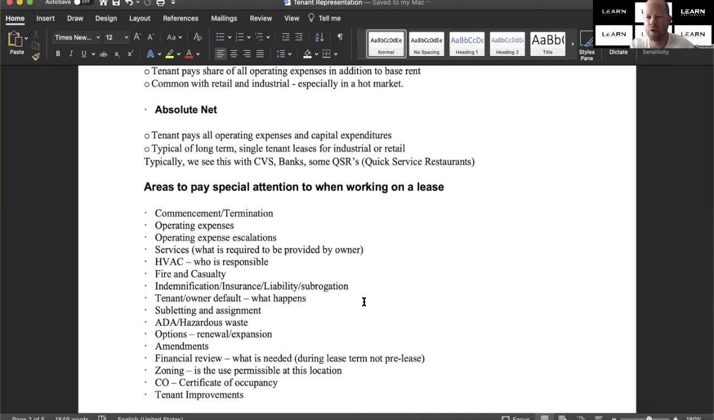All right, tenant and owner default. What happens if the owner defaults, if the owner didn't fix something in a timely manner, whatever? What are your options? Same vice versa. If I can't pay rent, if I don't pay rent, what happens then? It is much different than residential.